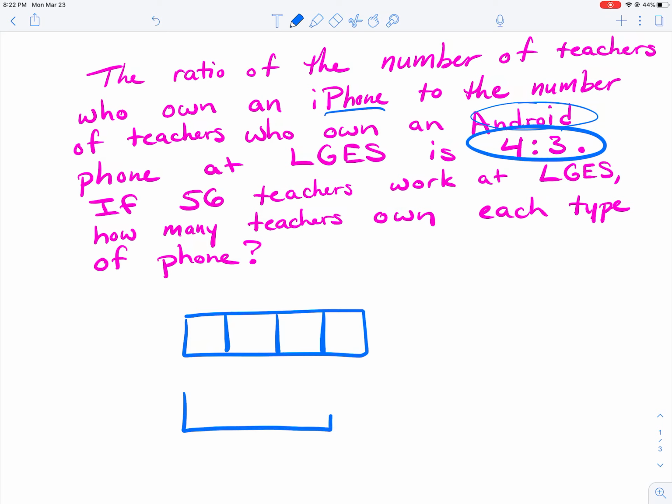And 3. And don't forget, you have to label it. So we have iPhone, Android.